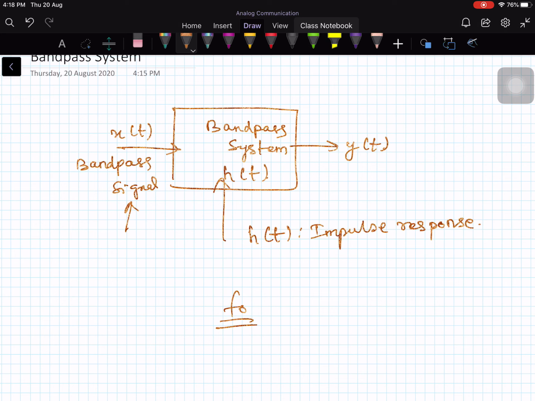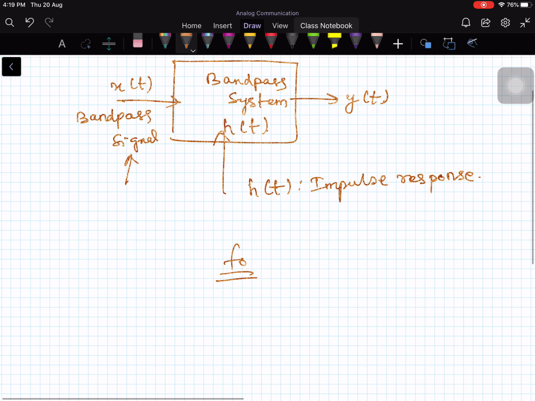So it makes sense that the input signal also has a bandpass nature in the same neighborhood, where it has non-zero contribution, and far away from the center frequency it has 0 contribution. We want to shape the spectrum of the input signal by passing it through this bandpass filter. So y of t is the output, and how would the output signal be shaped when you pass the bandpass signal through a bandpass system?